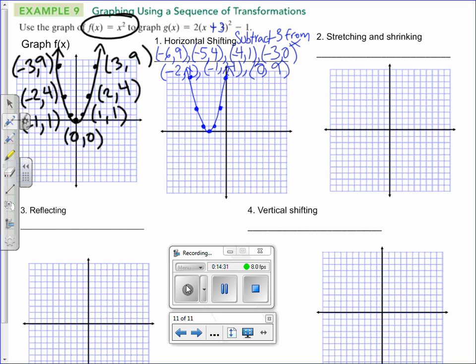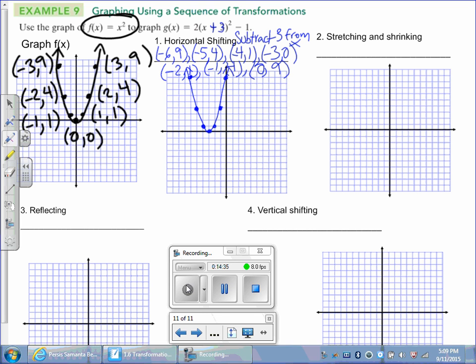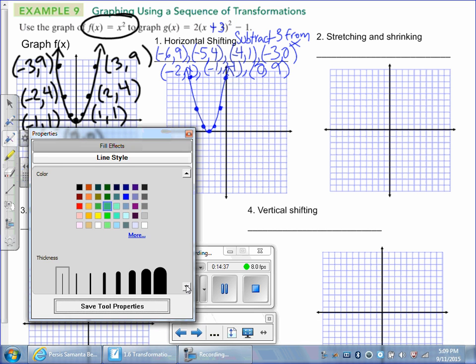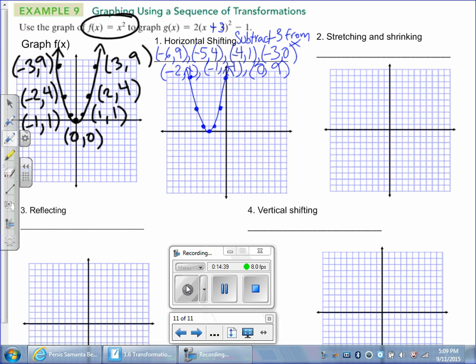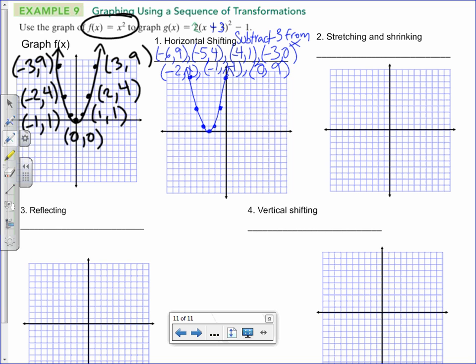Now let's move on to the stretching and shrinking. And in this case, we will have the vertical stretch. And we know that because we have the 2 on the outside, so the 2 is affecting the y. So we're going to multiply every y coordinate by 2.